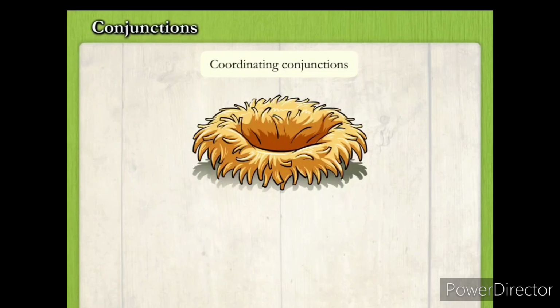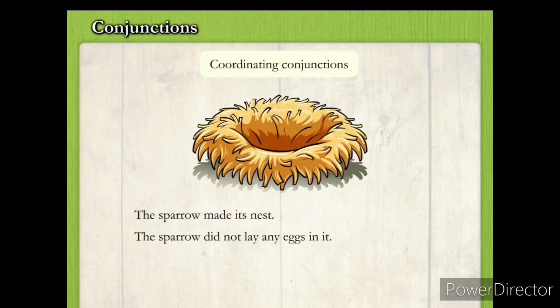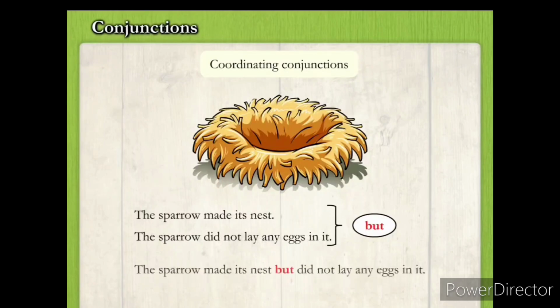Now look at this set of sentences. The sparrow made its nest. The sparrow did not lay any eggs in it. These two sentences have contrasting thoughts. These can be joined by using but. The sparrow made its nest but did not lay any eggs in it.